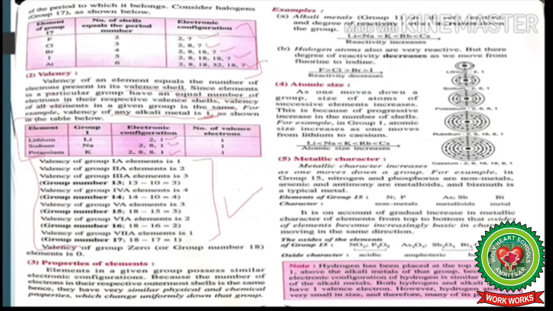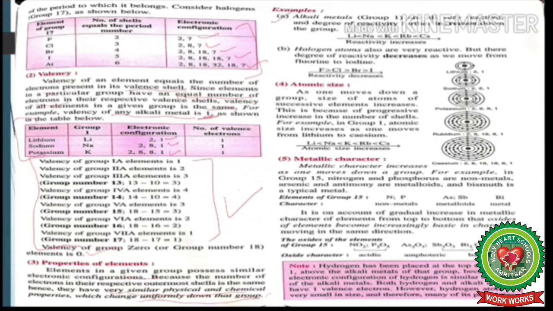We have already discussed this earlier. The valency of group 0 or group number 18 elements is 0. Next is properties of elements. Elements in a given group possess similar electronic configurations because the number of electrons in their respective outermost shells is the same. Hence, they have very similar physical and chemical properties which change uniformly down that particular group.